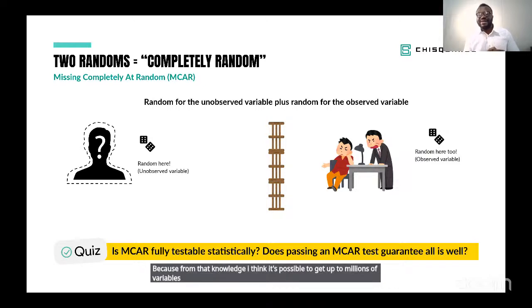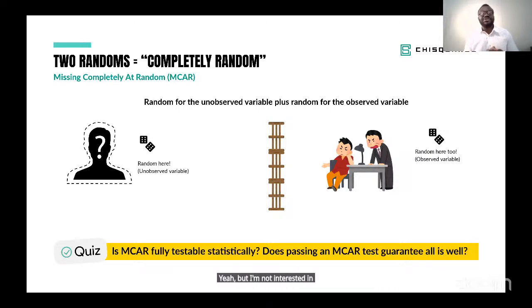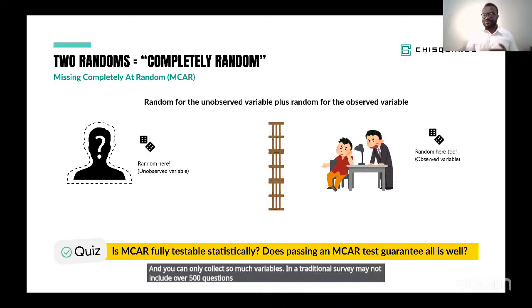Yeah, but now I'm not interested in Stata. I'm interested in your survey, your data. Well, I've got about 600. Okay, thank you. The point I'm trying to make is that a survey can only be so long, and you can only collect so many variables. A traditional survey may not include over 100 questions, and even that's quite long.